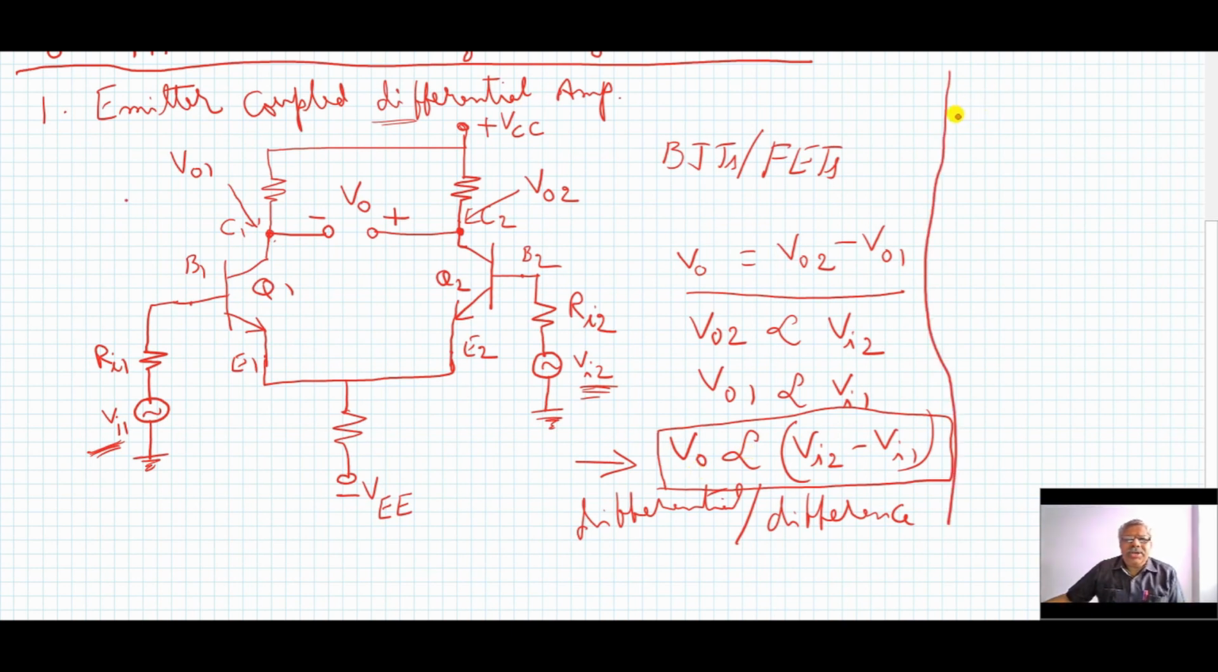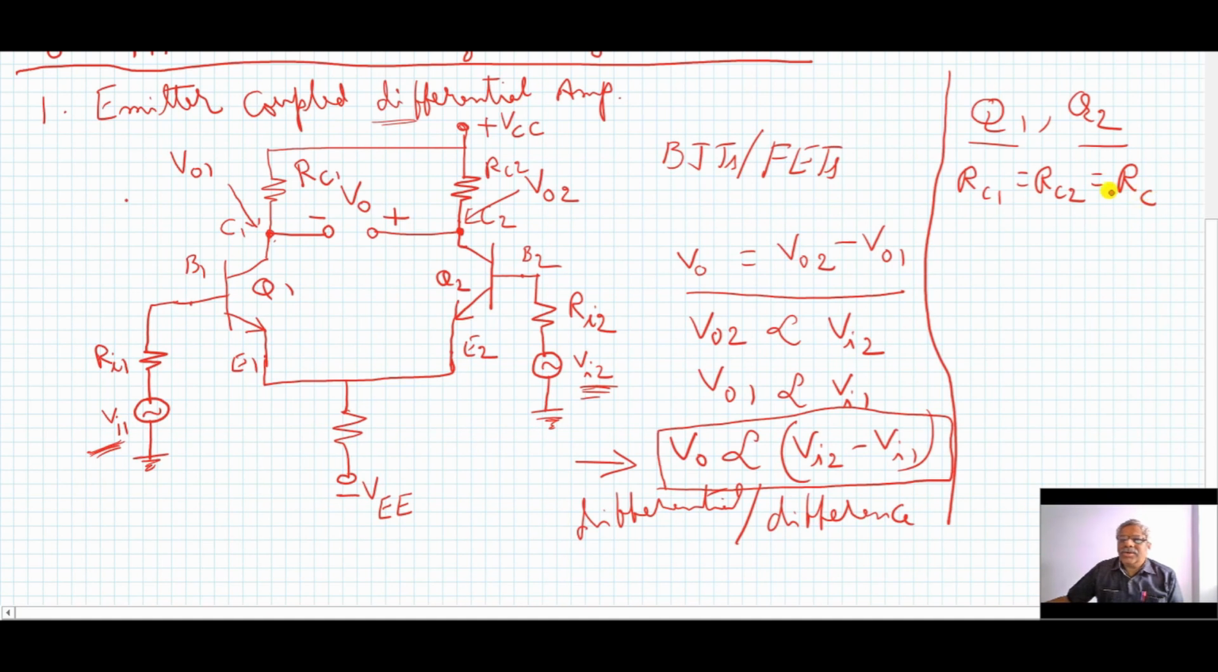Some other important points regarding this circuit are, we assume the two transistors Q1 and Q2 are identical in all respects, means their characteristics are same, and the collector resistances connected to both the transistors, let this be RC1 and this be RC2, are also equal, means RC1 is equal to RC2 is equal to RC. So both are equal, and the emitter resistance Re is common to both.